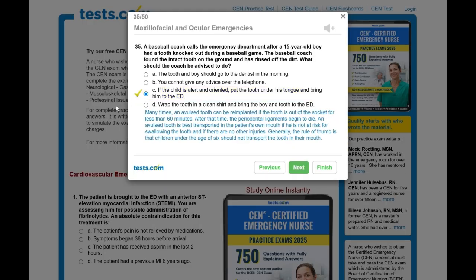C. If the child is alert and oriented, put the tooth under his tongue and bring him to the ED. Many times, an avulsed tooth can be reimplanted if the tooth is out of the socket for less than 60 minutes. After that time, the periodontal ligaments begin to die. An avulsed tooth is best transported in the patient's own mouth if he is not at risk for swallowing the tooth and if there are no other injuries. Generally, the rule of thumb is that children under the age of 6 should not transport the tooth in their mouth.